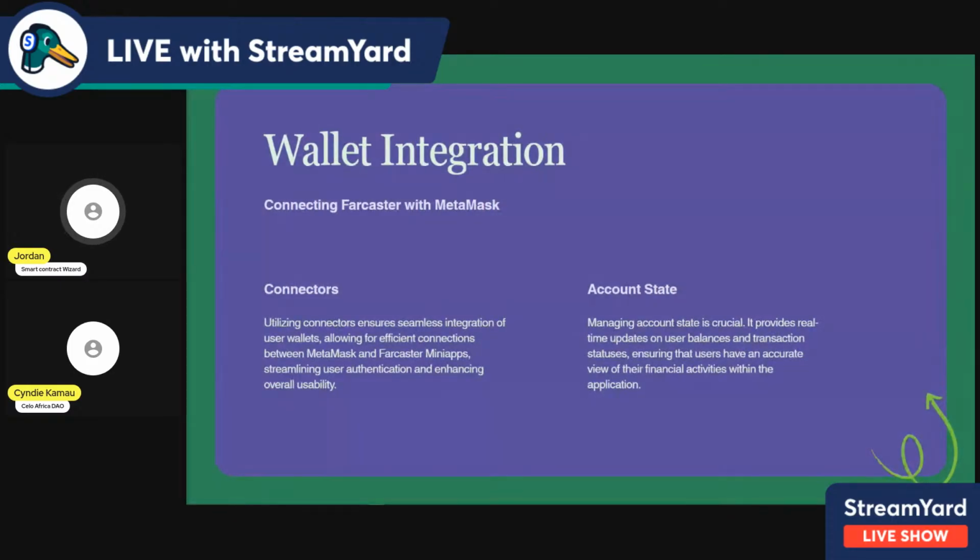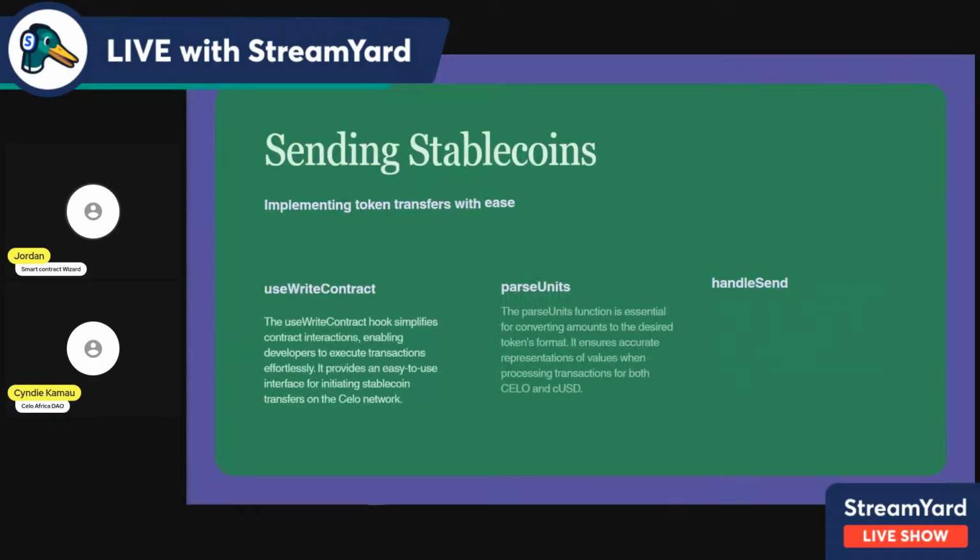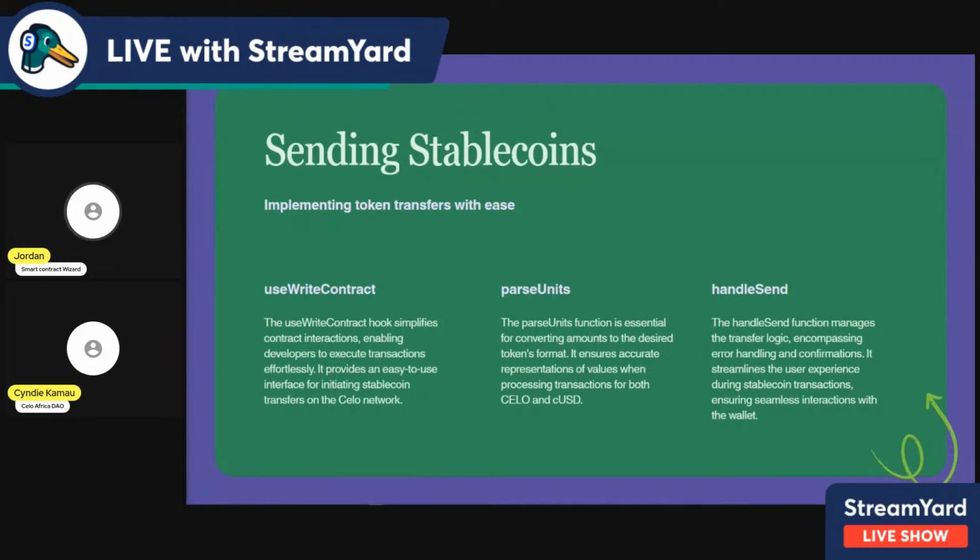Then we have account state management. We'll show you how to do account or state management for being able to track balances, transaction status, pending and complete transactions, and also track transaction history within the mini app, and send and such activities, for users to be able to see their financial activities within the mini app. Other thing we'll be able to do, I think I've talked about sending stablecoin.